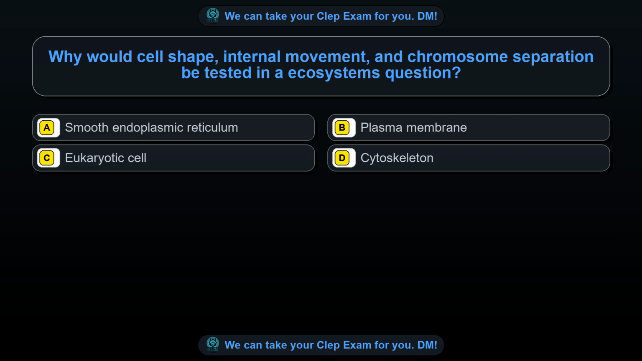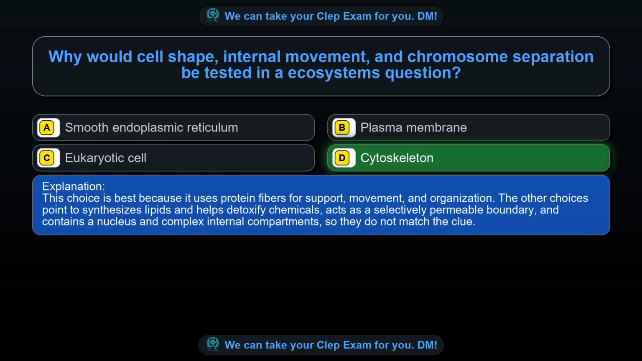Question 23. Why would cell shape, internal movement, and chromosome separation be tested in an ecosystems question? Option A, smooth endoplasmic reticulum. Option B, plasma membrane. Option C, eukaryotic cell. Option D, cytoskeleton. The correct answer is option D, cytoskeleton.